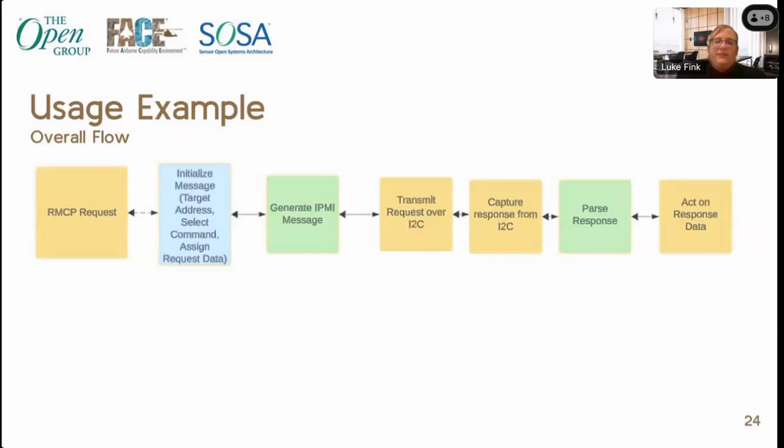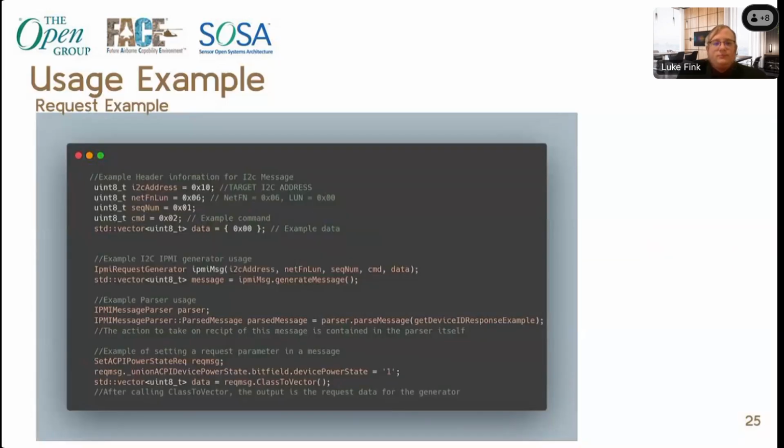And then once you capture that I2C response back from the device you were targeting, the library itself would be able to parse that out, but the software would still need to determine what to do with that information. So as I mentioned earlier, this is just an example of what you would have to do to put out a request.